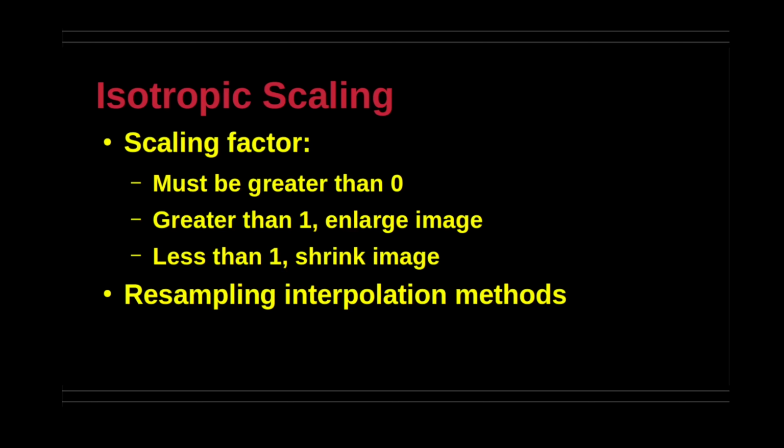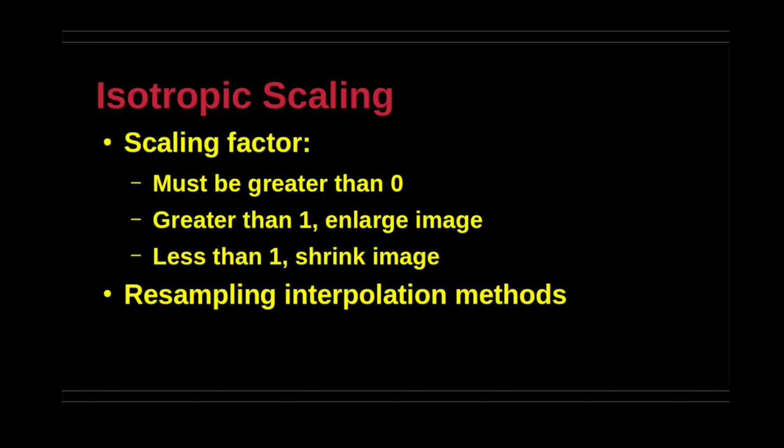Nearest neighbor assigns the pixel value of the nearest neighbor in the original image to the new pixel. Bilinear interpolation calculates the new pixel value based on a weighted average of the 4 nearest pixels in the original image. Bicubic interpolation uses a weighted average of 16 neighboring pixels for a smoother result. There are several other interpolation methods available, each with its own strengths and weaknesses.